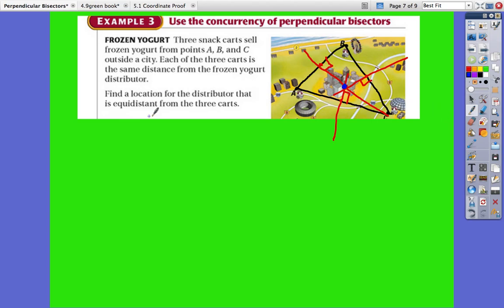So notice that we found the point of concurrency by drawing all the perpendicular bisectors and allowing them to intersect. Where they intersect is the point of concurrency. And that point is where they're equidistant. So at this point, there's an equal distance from A, equal distance from B, equal distance to C. Great.